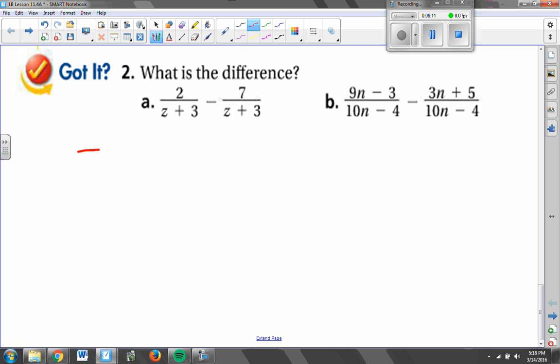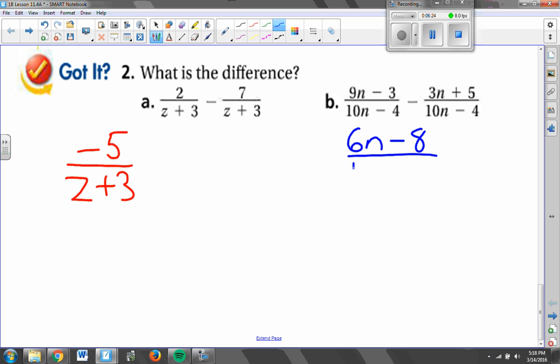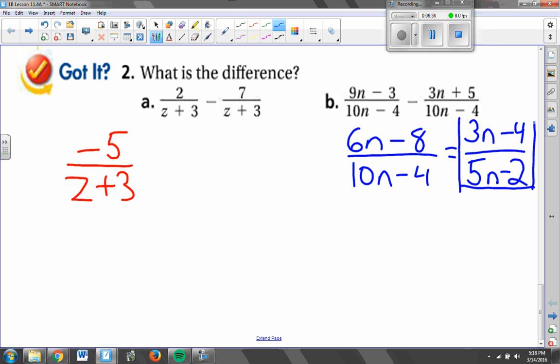Okay, in letter A, we should have negative 5 over z plus 3. 2 minus 7 is negative 5. It's as simple as that. Here we should have 6n minus 8 over 10n minus 4, which I can cancel a 2 out of everything and have 3n minus 4 over 5n minus 2. That's the way I would want it written. I pull the 2 out of each of these. 2 times 3n minus 4 and 2 times 5n minus 2. Cancel the 2's. That's what we're left with.